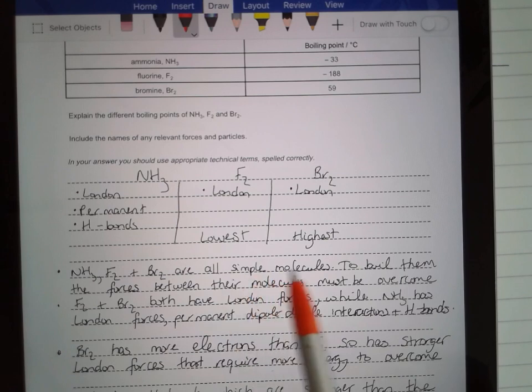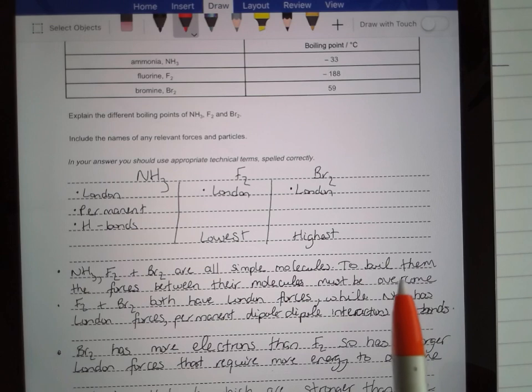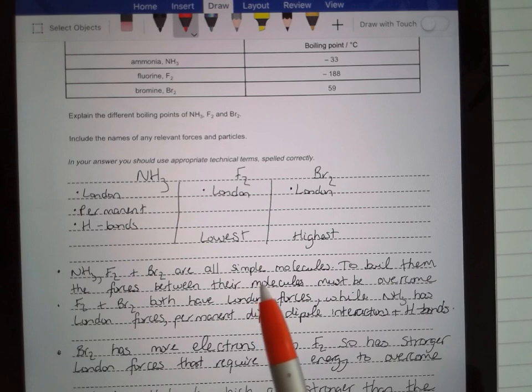Because they're all molecules, if I want to boil them, then the forces that I am breaking are the intermolecular forces. So to boil them, the forces between their molecules must be overcome. The intermolecular forces must be overcome. So I'm specifying they're molecules, and I'm specifying that the forces I'm breaking are intermolecular forces. I'm not breaking covalent bonds. That picks you up a mark.